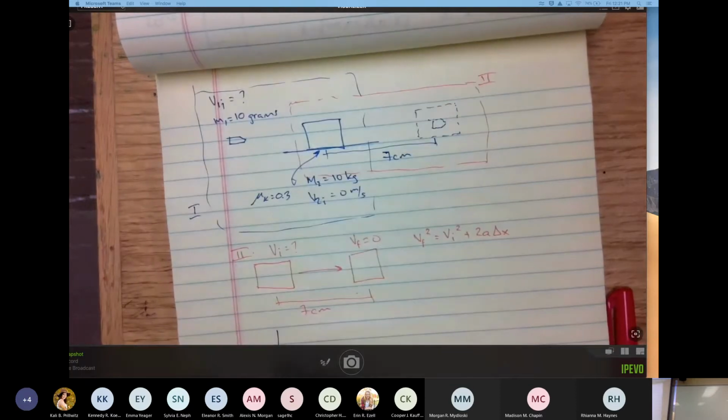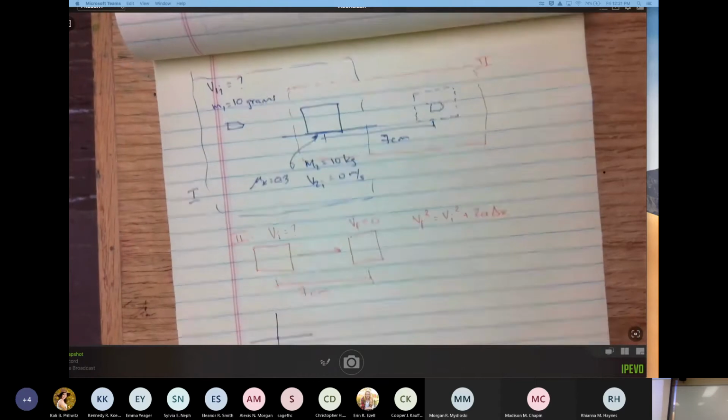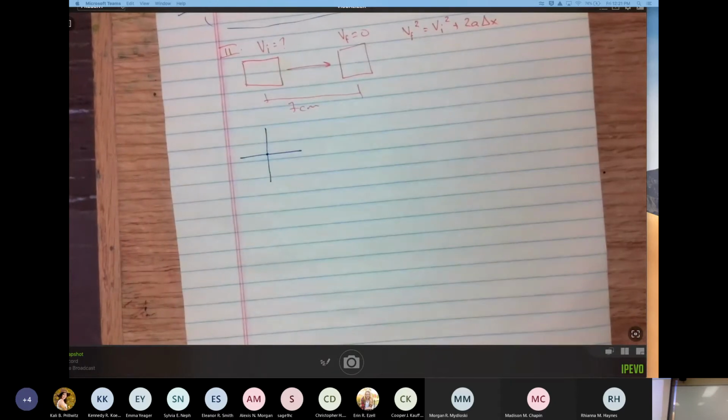Mary, can you move it up a little? How many forces do we have? Oh boy, I'm not ready for this question. 4. Which ones? The normal force, the force of the weight, the friction force, and then the applied force. Which one is applied force? The bullet.